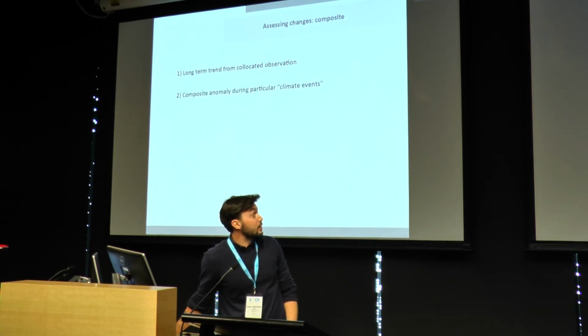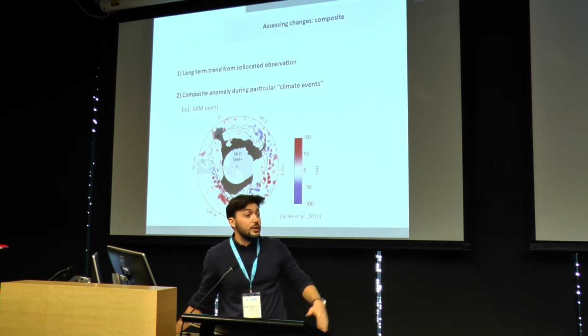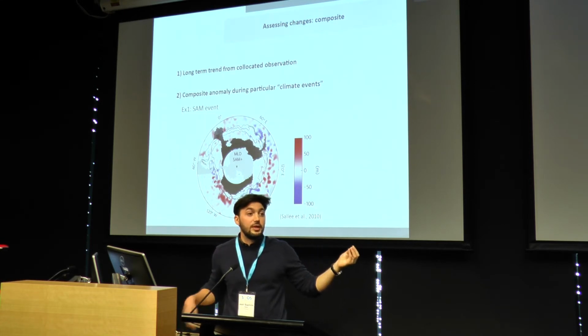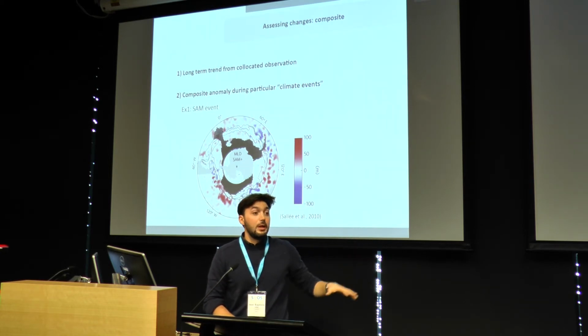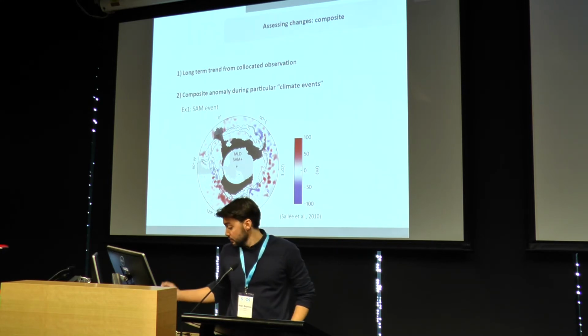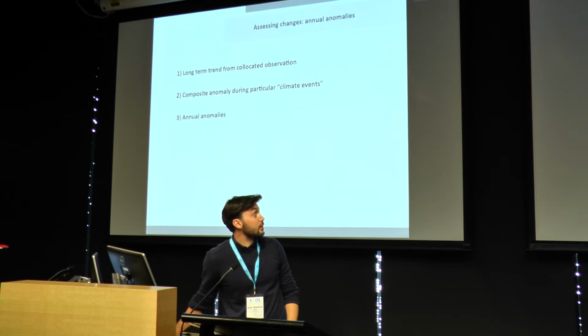The other approach I've looked at is a composite anomaly during particular events. We've done that with Steve. Basically we take all the mixed layer anomaly values in positive SAM events and negative SAM events, and then average them together. So we've got this map, and we can relate that to heat flux anomaly and wind anomaly. We've done that with SAM, but we could do it with other climate indices like particular sea ice events or polynya events.